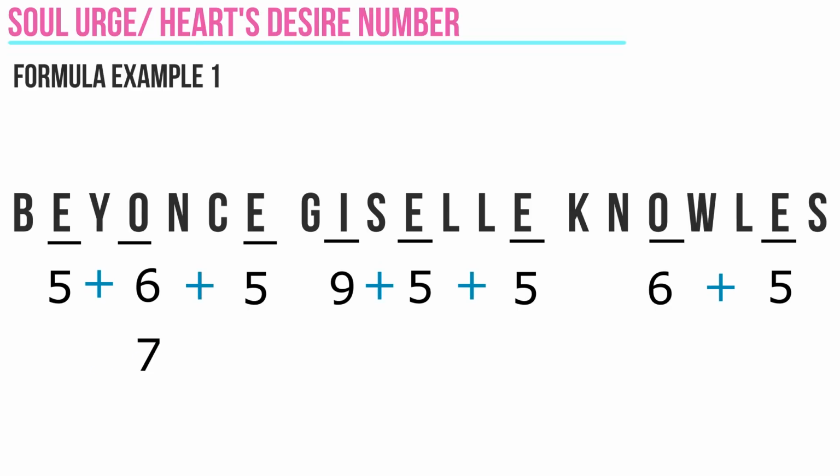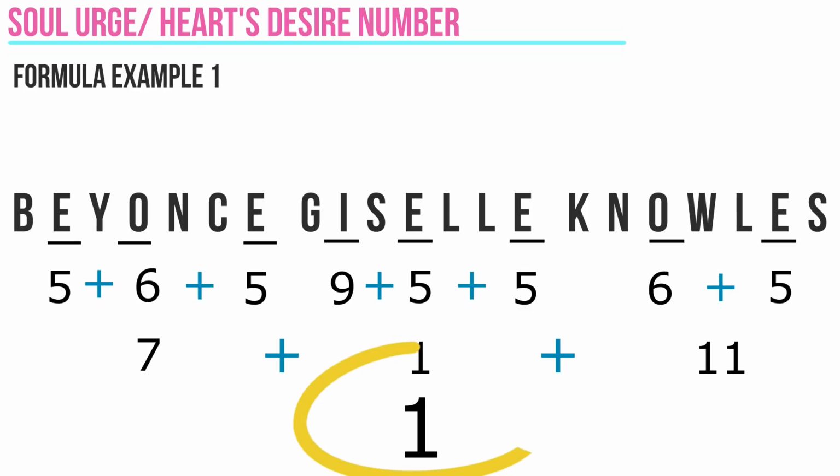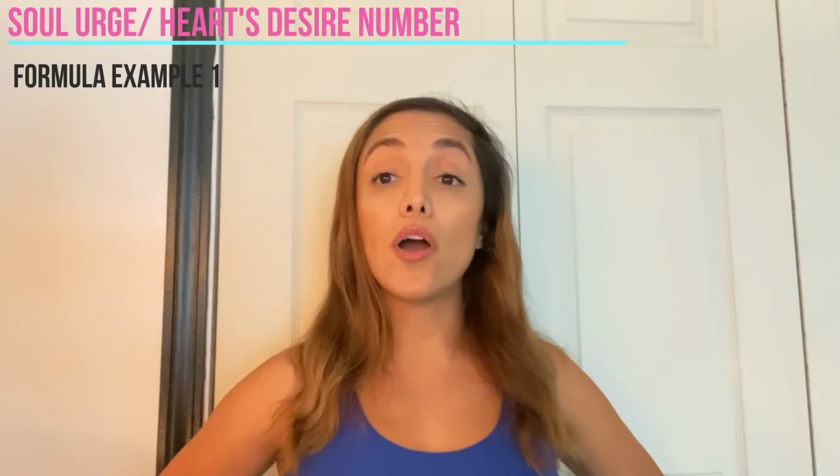Reduced, that equals 7. Giselle equals 19. Reduced, 1 plus 9 equals 10, and then 1 plus 0 equals 1. And Knowles equals 11. Whoa, another master number. And so when we add up the 7 plus the 1 plus the 11, we get 19. Reduced, we add the 1 plus the 9 and we get 10. Reduce that again by adding the 1 plus the 0 and we get 1. So her soul urge or heart's desire number is a 1.